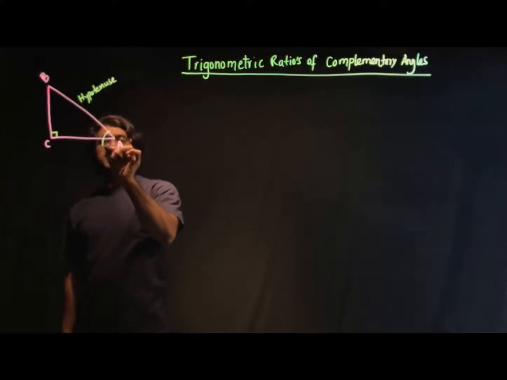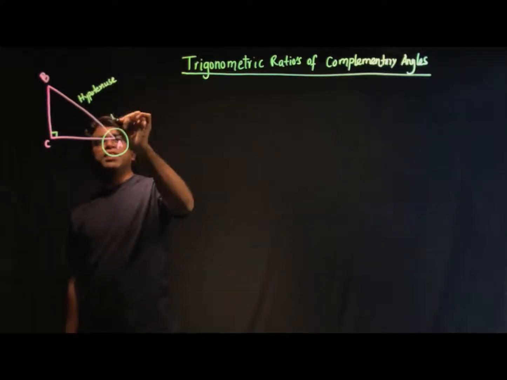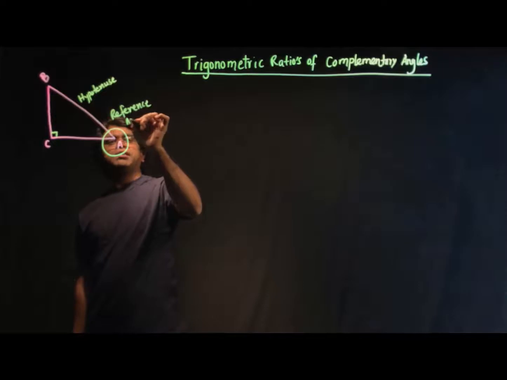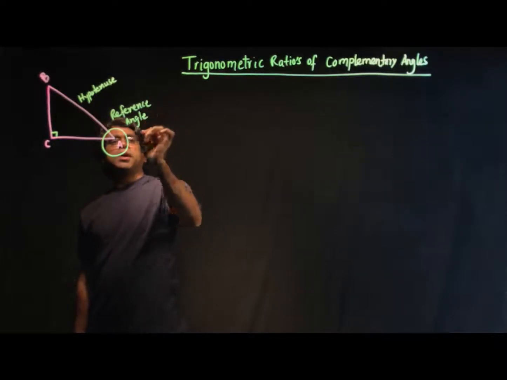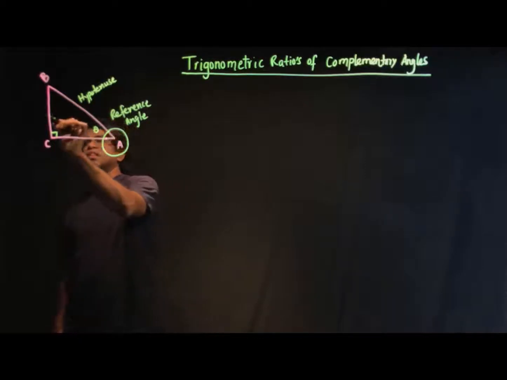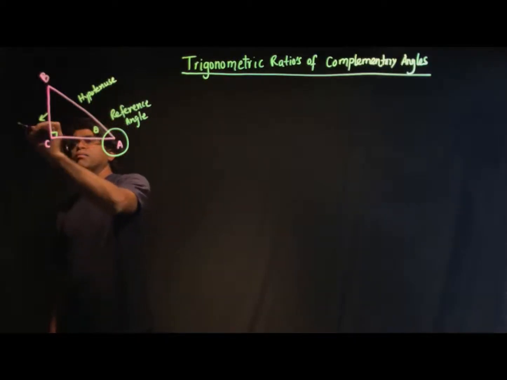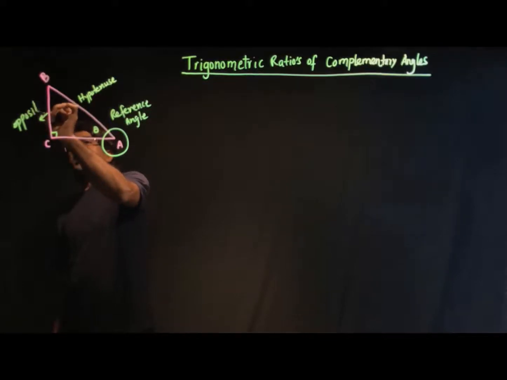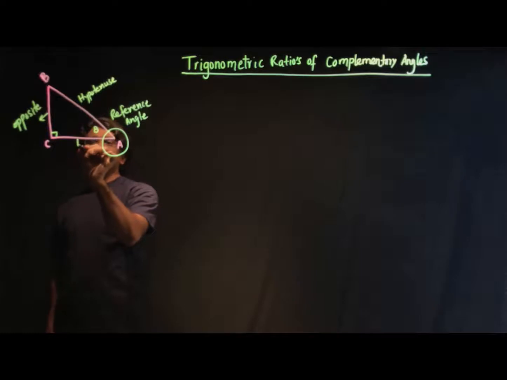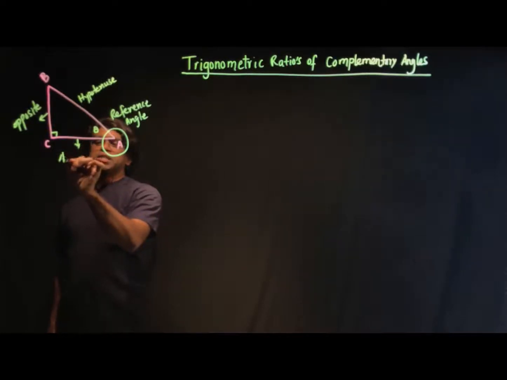If I take angle A as my reference angle, and I'm taking that reference angle as theta, then this side will be my opposite and this side AC, this one, will be my adjacent.